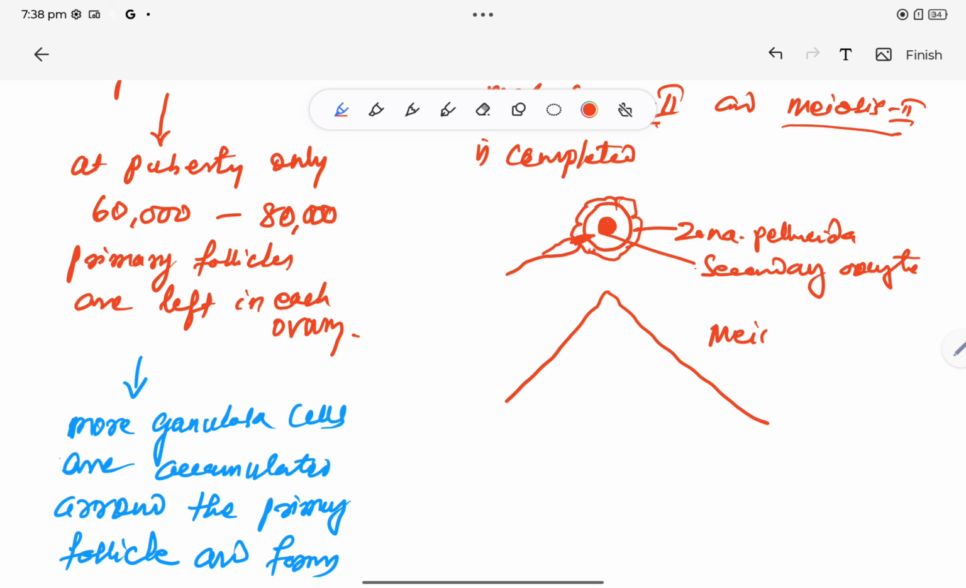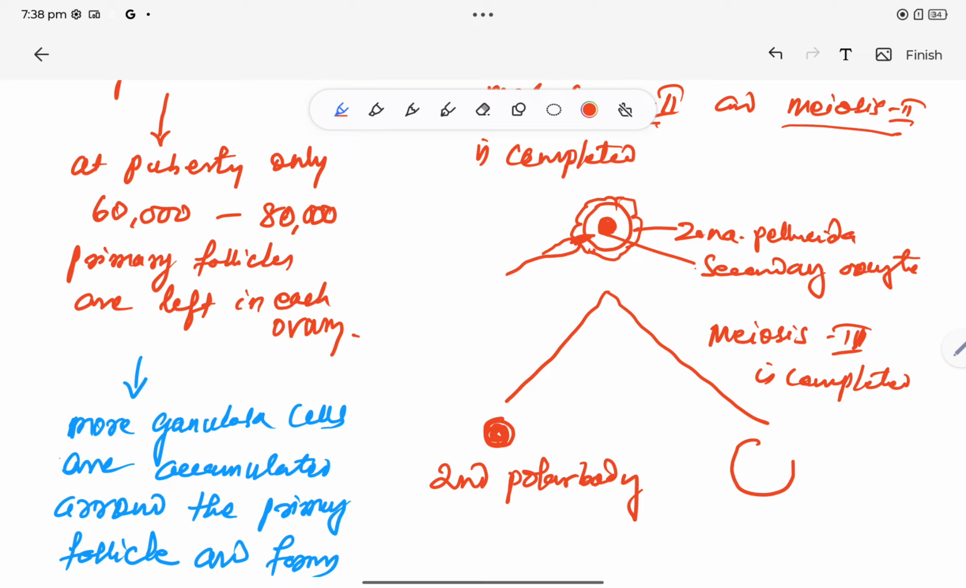And now in the secondary oocyte, meiosis 2 is completed, and it forms a second polar body and finally the ovum.